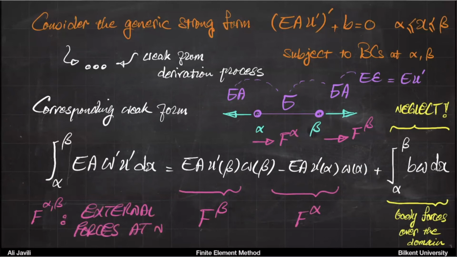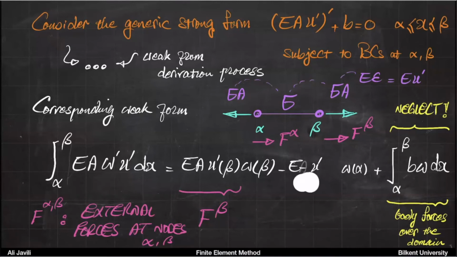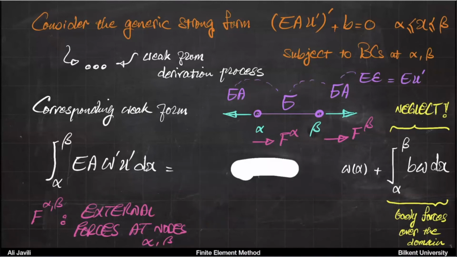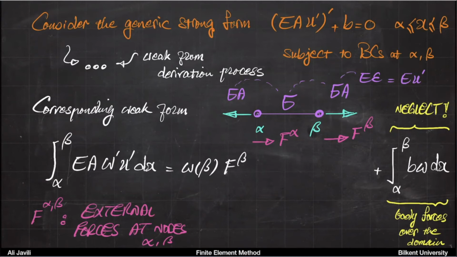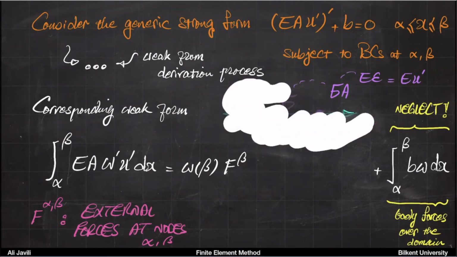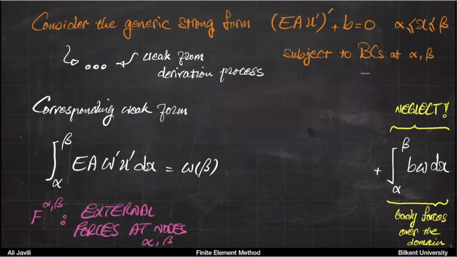At nodes alpha and beta, which are your end nodes. So based on this explanation, I'm going to remove this and write it like that. So the right-hand side would be W at beta, so it's a test function at that point, times the external force at that point, or the right end. And then you would have W alpha times F alpha. Please pay attention, now it comes with a plus sign, because we just mentioned how the minus sign disappears.